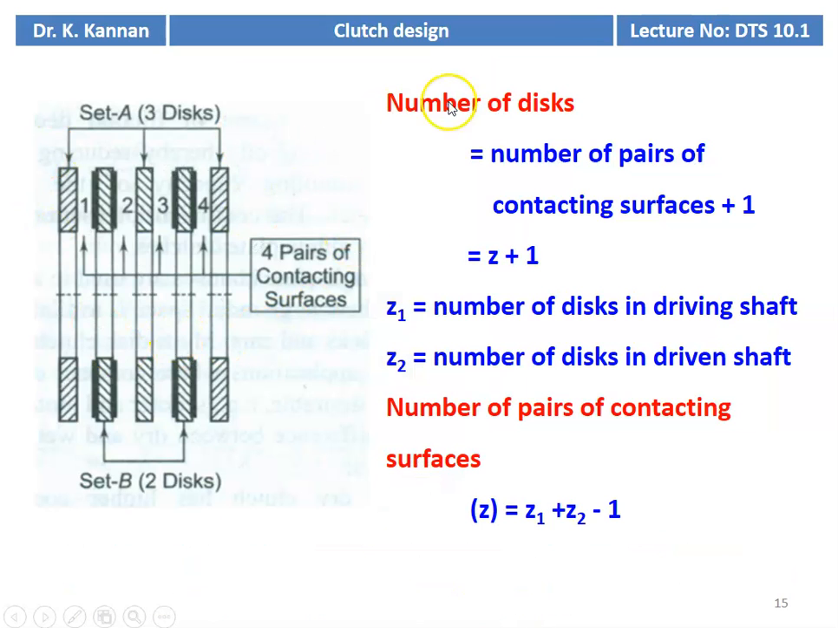Then how to calculate the number of discs. Where we have 4 pairs of contacting surfaces, the number of discs is the number of pairs of contacting surfaces plus 1, so this is equal to z plus 1. So z1 is the number of discs on the driving shaft, z2 is the number of discs on the driven shaft, and the number of pairs of contacting surfaces z equal to z1 plus z2 minus 1. So you calculate z here. Based on the information given, we can get the z1, z2 values, and we can calculate the z value. So z is the number of pairs of contacting surfaces that is required for calculating the frictional torque transmitted by the multi-plate clutch.